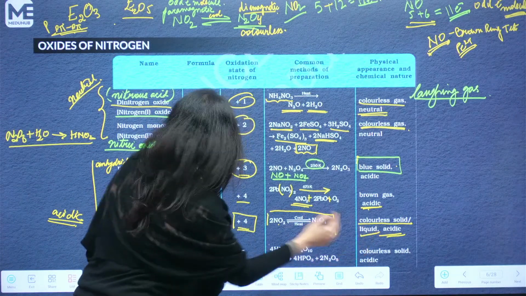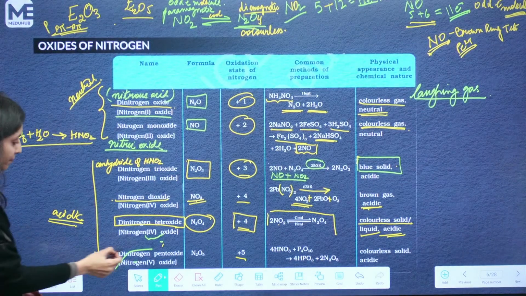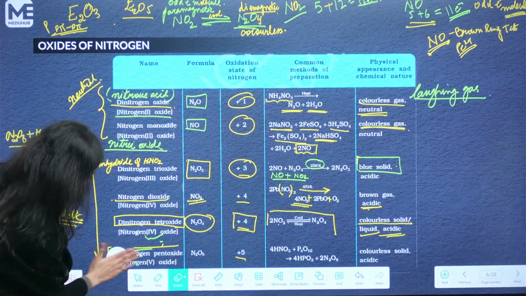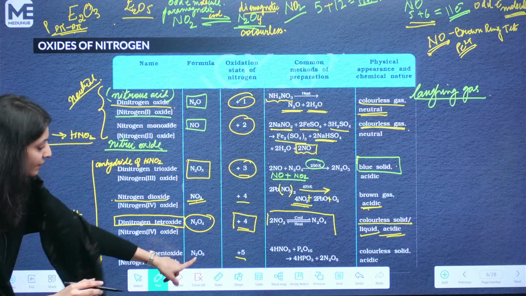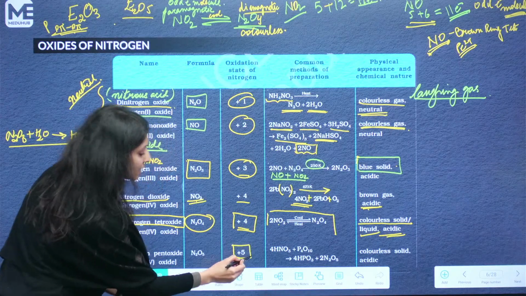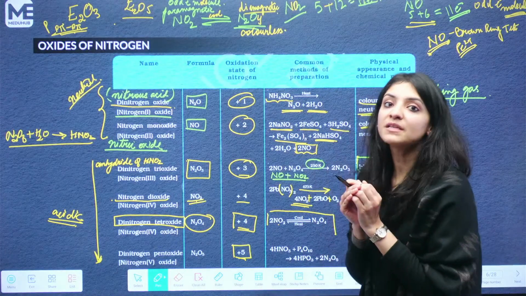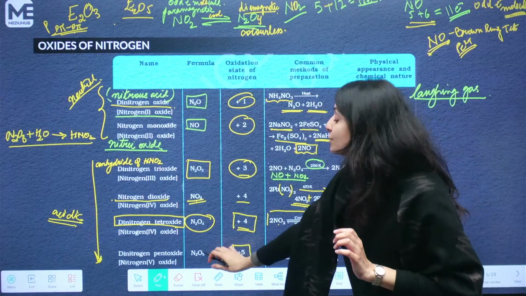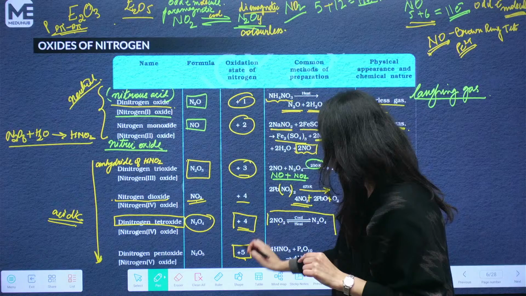So it is acidic. All the oxides from N2O3 onwards are acidic. Now coming to the last oxide, dinitrogen pentoxide, N2O5. N2O5 has nitrogen in the +5 oxidation state. Oxidation state is the number of electrons an atom is either gaining or sharing to form a bond. So here nitrogen is using all 5 of its valence electrons, and the oxidation state is +5.